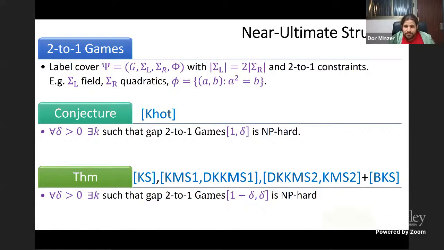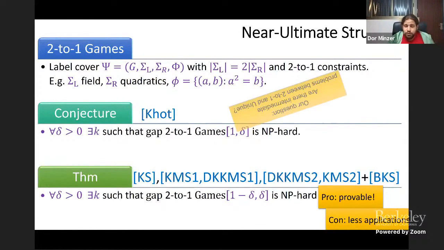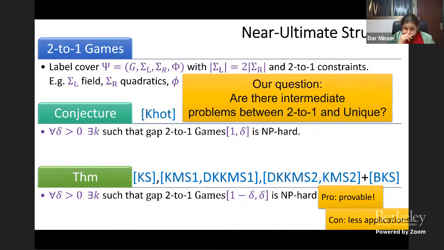So this is a pro, right? This is not a conjecture, it's provable. But what is the con? Well, fewer applications, right? You have to pay for something. And the main question that we consider in this work is, are there any intermediate problems between 2-to-1 games and unigames? For that, I'm going to define, and this is going to be a bit more technical, a new parameter of label cover problems, and this is what will determine our intermediate problems.